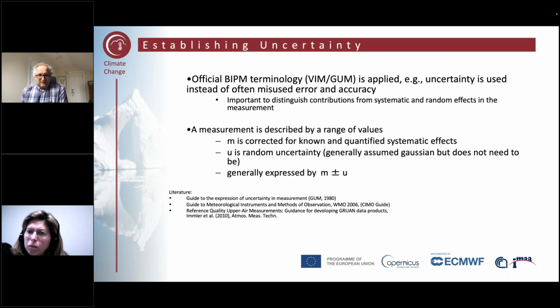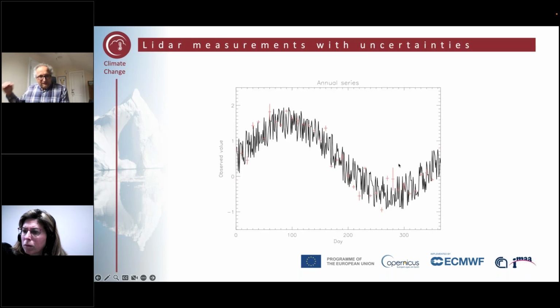It's generally assumed to be Gaussian, but it does not need to be. It could take any form you want, but clearly, if it's not Gaussian, you need to do some pretty hefty description of what that non-Gaussian term is. But in the simplest terms, it's M plus or minus U. And there's a host of literature that points out what this means. So let's put those on.